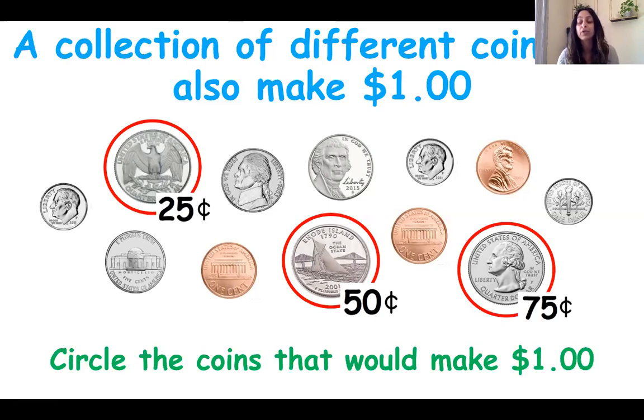Now, the most perfect thing would be if I had one more quarter, right? I could use 4 quarters to make $1. But I don't remember seeing another quarter, but let me just look and make sure. I don't see any other quarters here. So let me move on to the next coin that I know is worth the most amount of money, which is a dime.